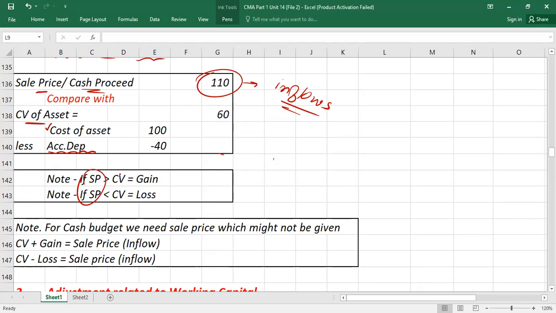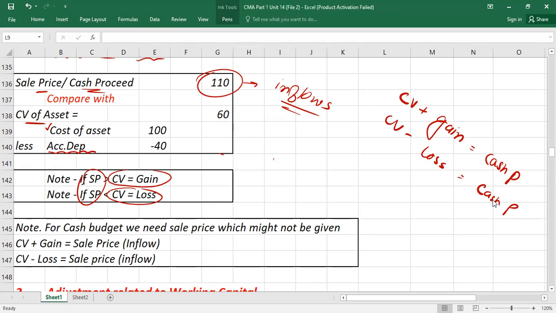But in your exam question, maybe he will give you carrying value and gain, or he will give you carrying value and loss, but you have to get sale price. So how will you get it? Simply, if you have a carrying value and if you have a gain, you will add these two things. This will be equal to the cash proceed or cash inflow. If you have a loss, you will take carrying value minus loss. This is going to be your cash proceed or inflow.